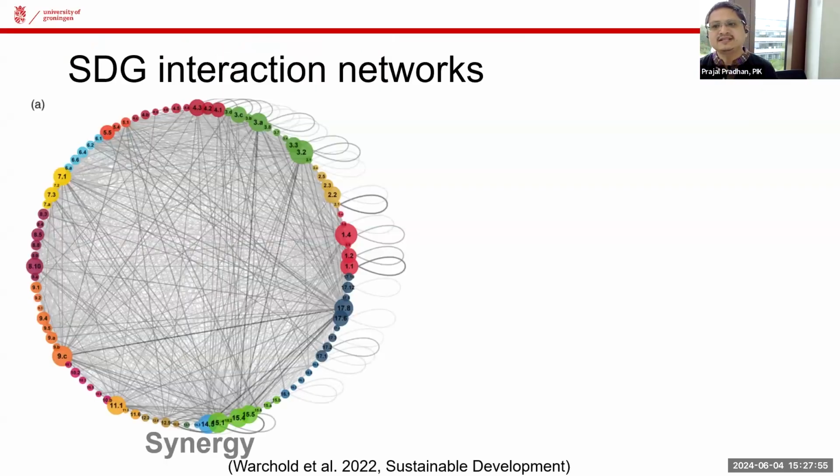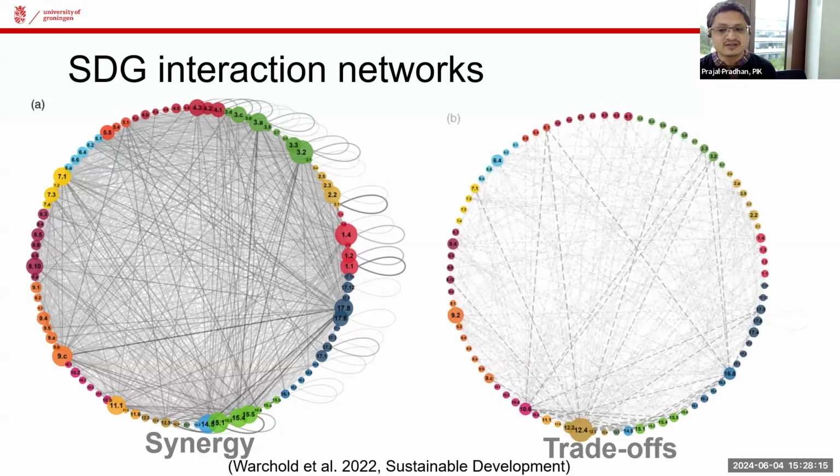When we look at synergies and trade-off, the first thing is that there are 17 sustainable development goals. There are 169 targets. So what we can see is that when we look at those synergies and trade-off, we can also think about creating a network of synergies and trade-off and try to understand which are the key synergies and trade-off in this network.